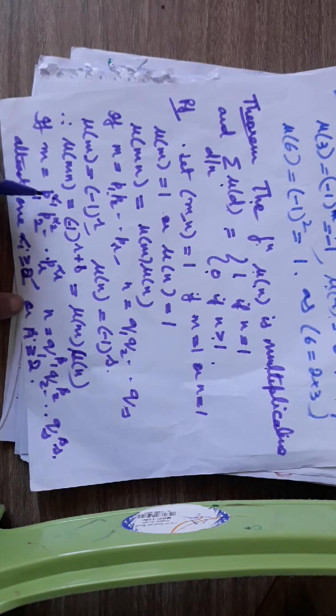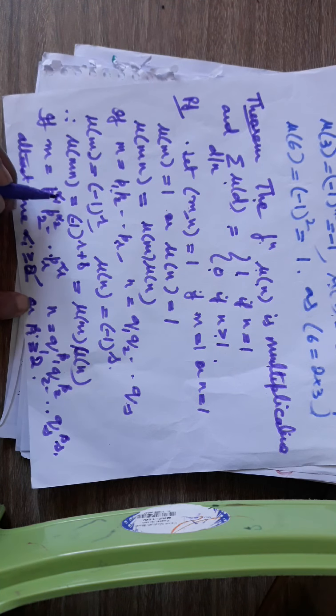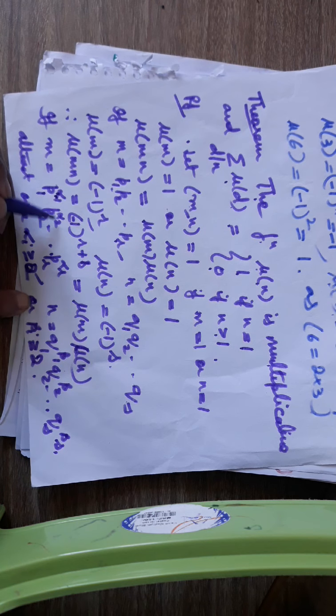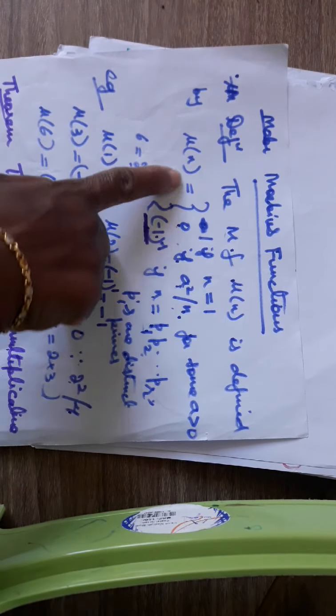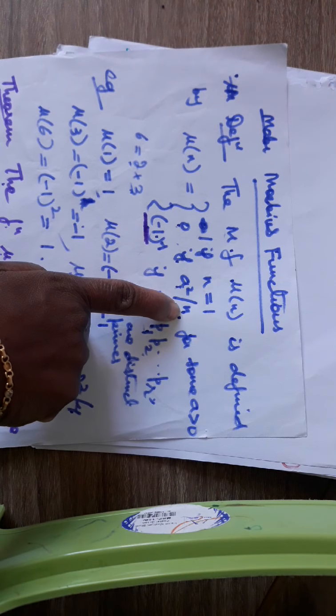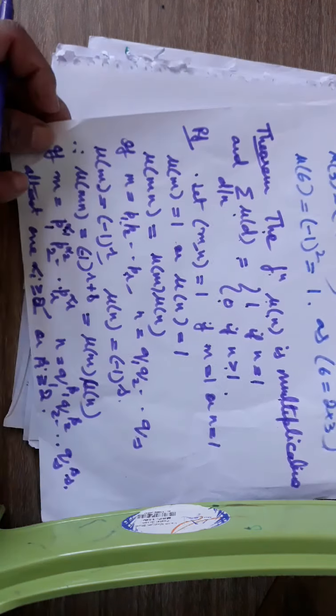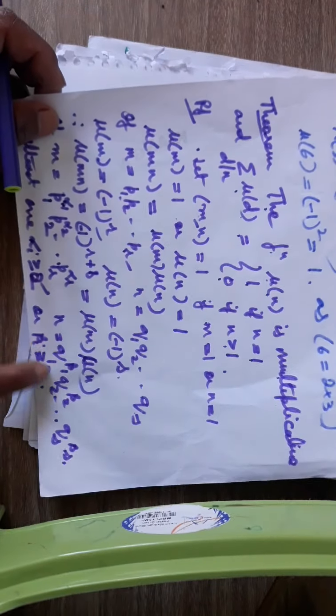So it means that if one of these is a square, meaning either alpha 1 or alpha 2, at least one of them is at least 2, then there exists a square which divides m. And by the definition of the Moebius function, mu of n is 0 if there exists a square which divides n. So in this case mu of m will be equal to 0, or mu of n will also be equal to 0.